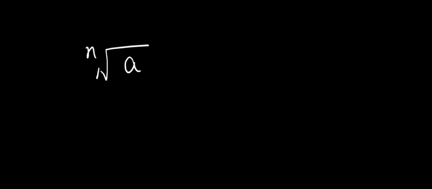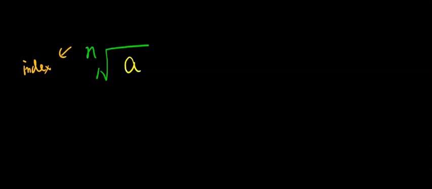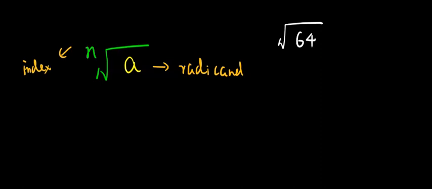Now, first thing, let's do some anatomy work. This n is called the index. And this is your radical symbol. And this a is an integer. It is called the radicand. Sometimes you will see square root of 64.